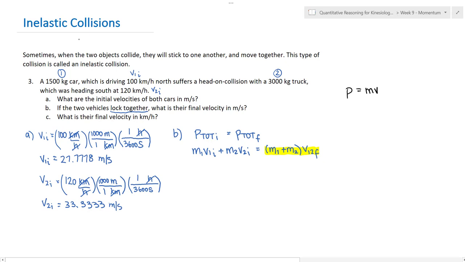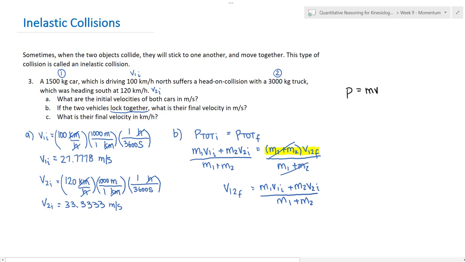The question asks, what is their final velocity in meters per second? So we're looking for that V12 final. So I'm just going to rearrange the formula. It's being multiplied by M1 plus M2. So I'm just going to divide both sides by M1 plus M2. So that these two cancel out, and I'm left with V12, so the velocity of both the car and the truck, which are stuck together, final, is equal to M1 V1 initial plus M2 V2 initial divided by M1 plus M2.